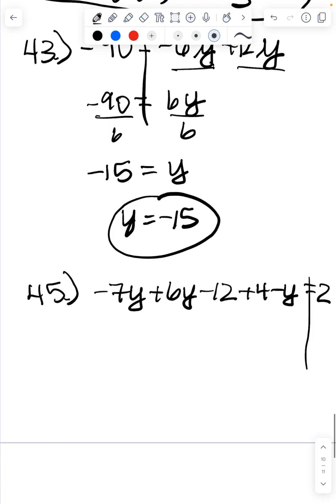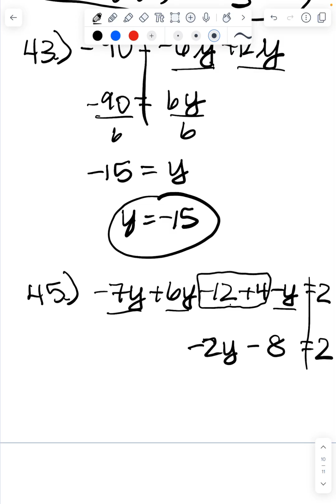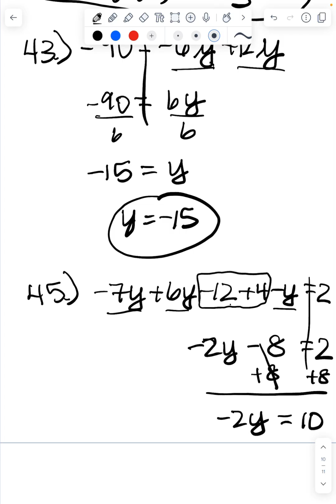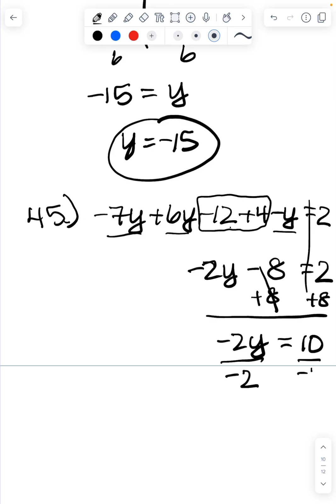Number 45, negative 7y plus 6y minus 12 plus 4 minus y equals 2. All right, so there's the equal sign. I've got a bunch of y's on the same side of the equal sign. Those are like terms that need to be combined. Also have some constant numbers that can get combined. So I end up with negative 7y and 6y, that's negative y, and another negative y is negative 2y. Negative 12 plus 4 is minus 8 equals negative 2. Then I'm going to add 8 on both sides. Negative 2y equals 10. Divide by negative 2. So y equals negative 5.